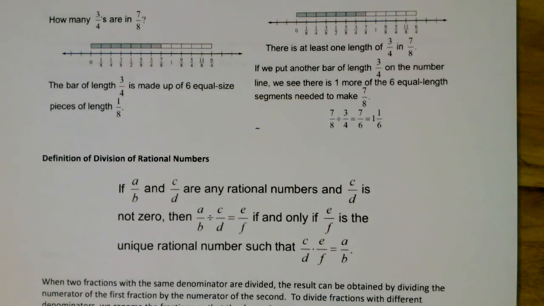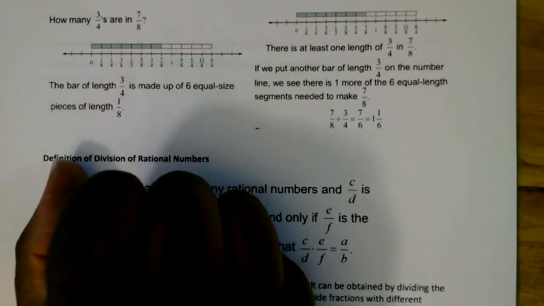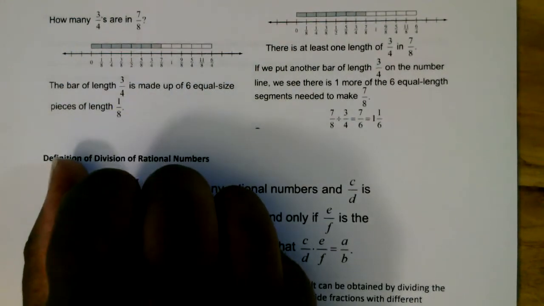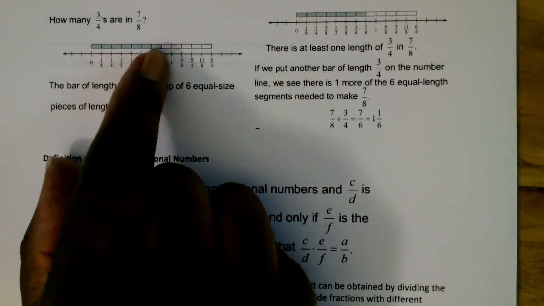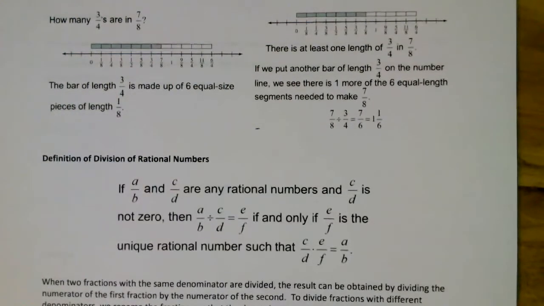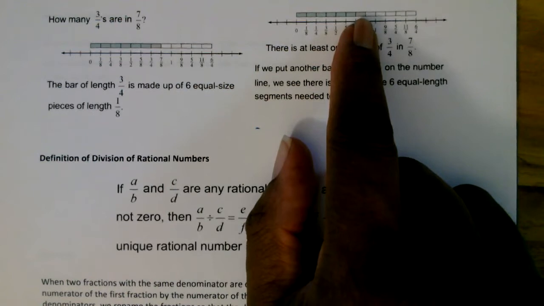Another illustration of that would be how many 3/4 are in 7/8. Now here, in this case, you got the bar length of 3/4, and it's made up of 6 equal size pieces of length 1/8. Okay, so here's 7/8. But 3/4 is made up of 6 equal size pieces of 1/8, because if you think about it, 6/8 represents 3/4. And then there is at least one length of 3/4 in 7/8. As you can see right here, there's 1 left over.